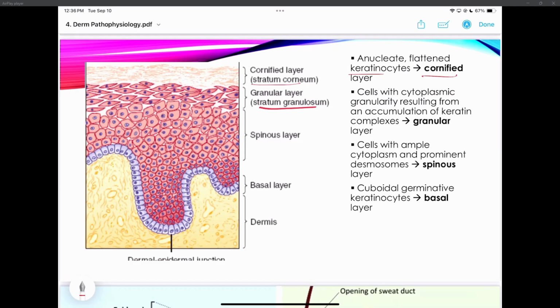Then we have the spinous layer. They have these desmosomes there. Again, spinous layer. Basal layer is that dermal layer. It's the whole light purple section undulating between the dermis and the epidermis as that final layer.